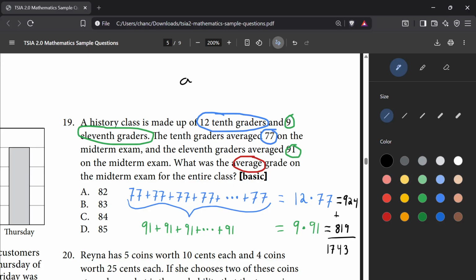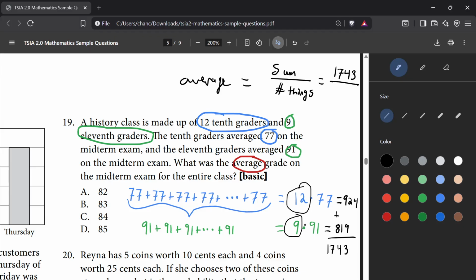But in order to find an average, you have to find the sum of all of your data values and then divide by the number of things that you added up, the number of data values. So we found our sum, that was 1743. But how many things did we add together? Well, we added up 12 scores from the 10th graders and 9 scores from the 11th graders. That's a total of 21 scores.